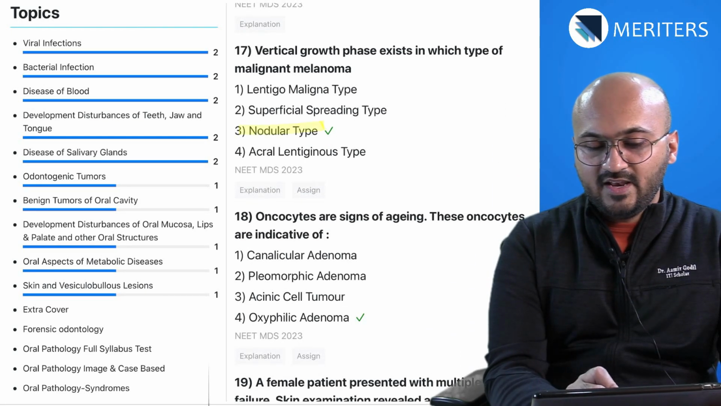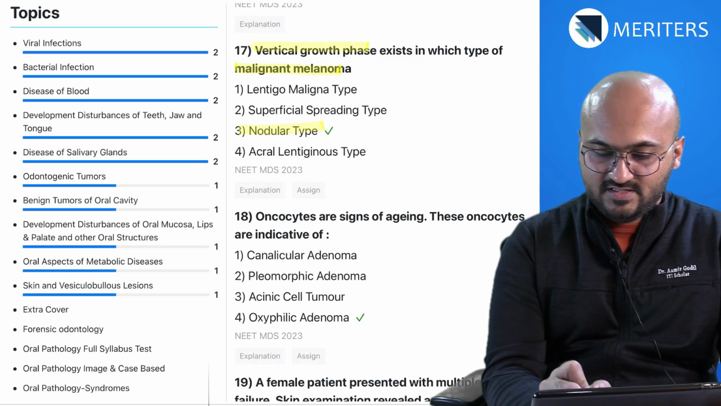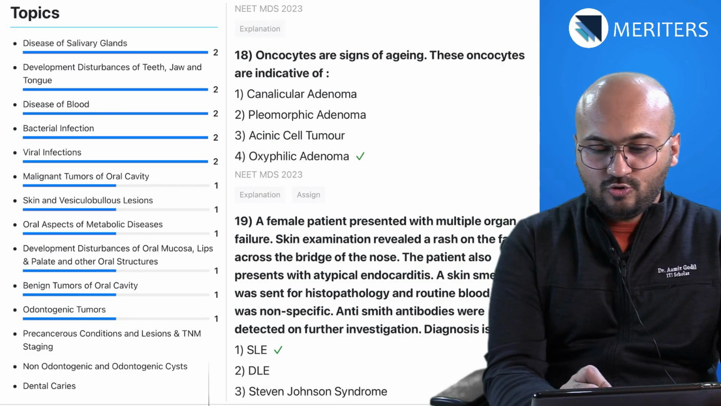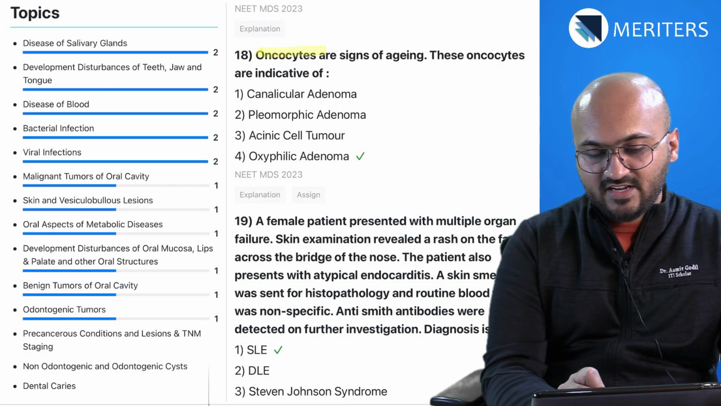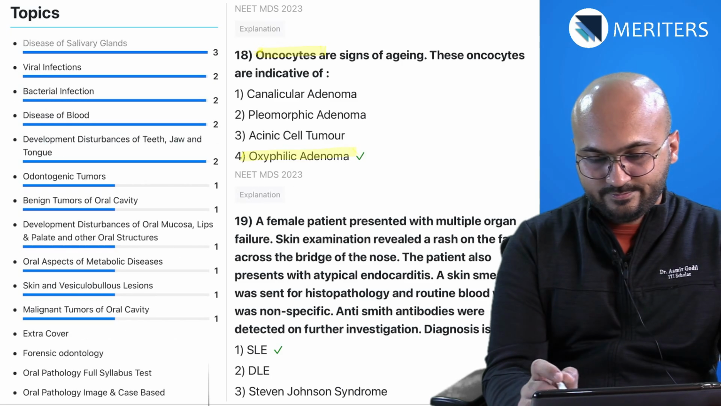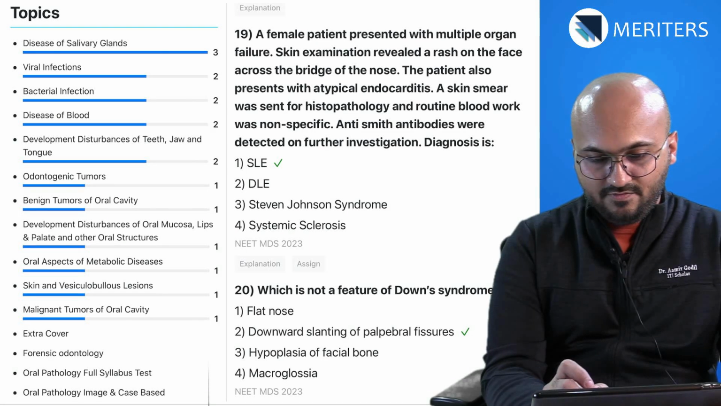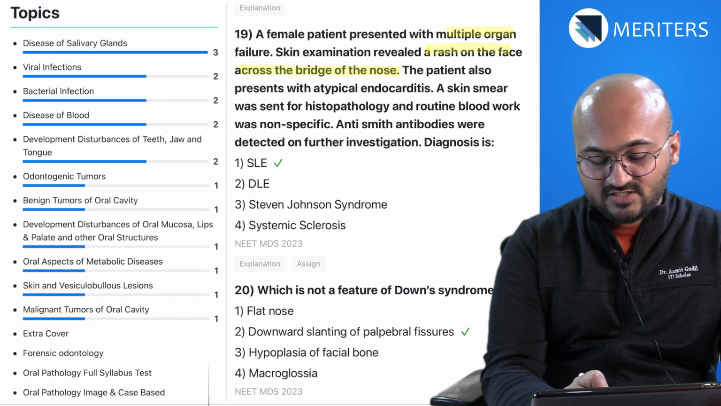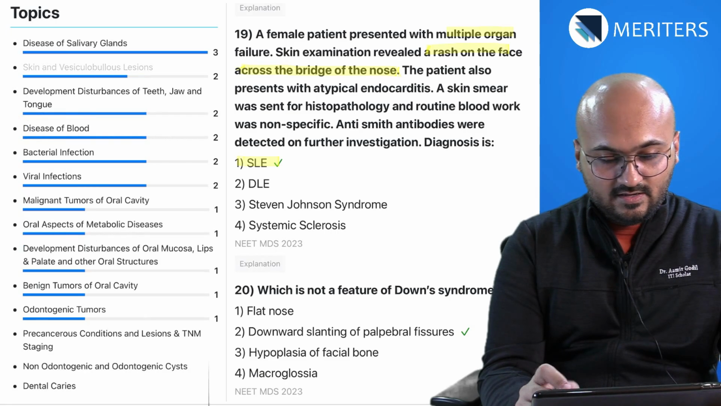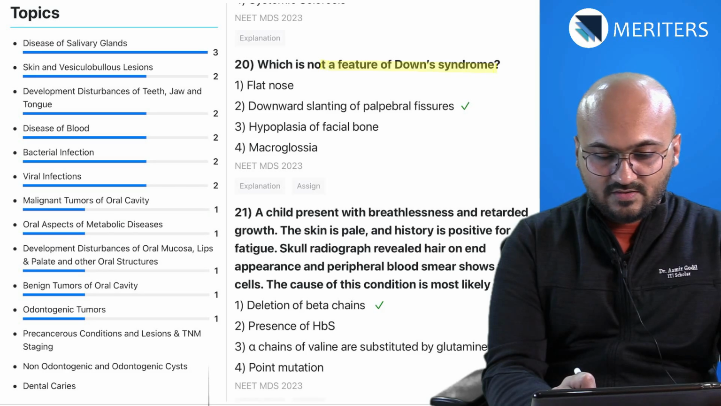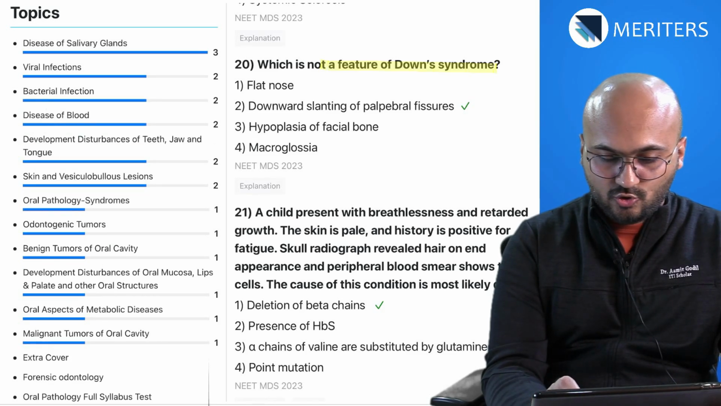Then nodular type of malignant melanoma shows vertical growth phase. Malignant tumors. Oncocytes are seen in aging salivary gland in oxyphilic adenoma. Right, then a female has multiple organ failure and a rash on the face across the bridge. So this is the butterfly rash, popular in SLE. Not a feature of Down syndrome. Features of Down syndrome, very important. So syndromes.